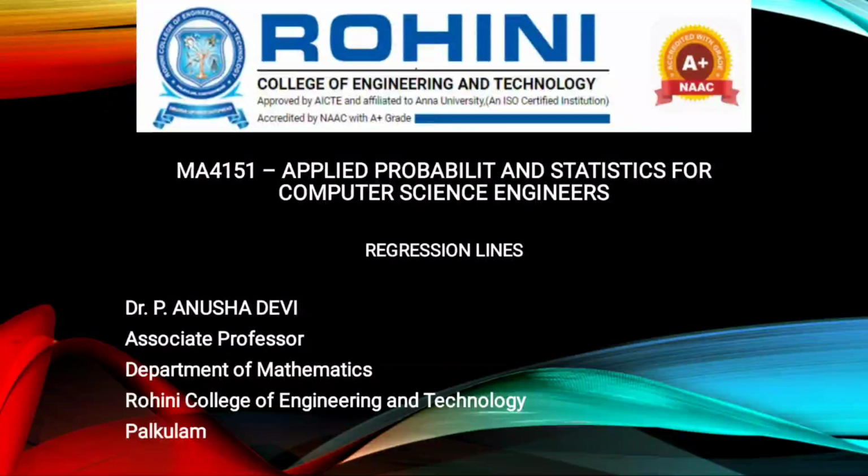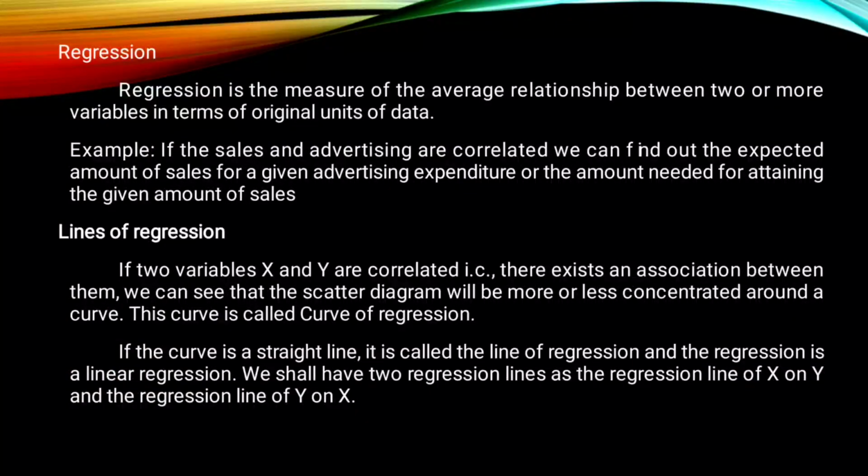Hi everyone, in this video let us see the topic regression lines. So first let us see what is regression. Regression is a measure of the average relationship between two or more variables in terms of original units of data. Example, if the sales and advertising are correlated, we can find out the expected amount of sales for a given advertising expenditure or the amount needed for attaining the given amount of sales.